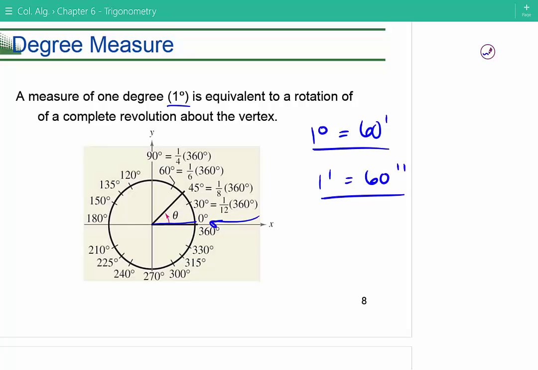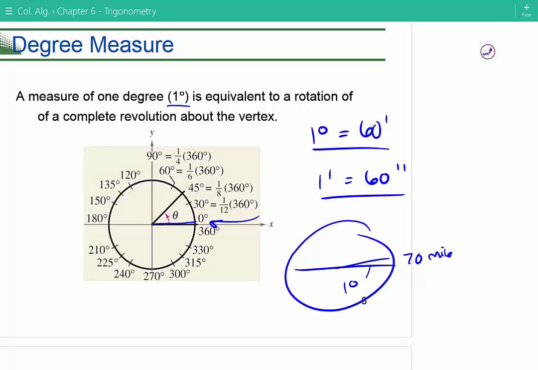So we'll go over this in the homework, but that's where our degrees, minutes, seconds come from for latitude and longitude. They're based off angles at the center of the Earth. And what you find is that a 1 degree angle at the center of the Earth right here equates to about 70 miles. And that's too big, obviously. If we're going to use angles to describe latitude, for example, we need smaller increments, and that's where minutes and seconds come in. So we will use that in some of our application problems.